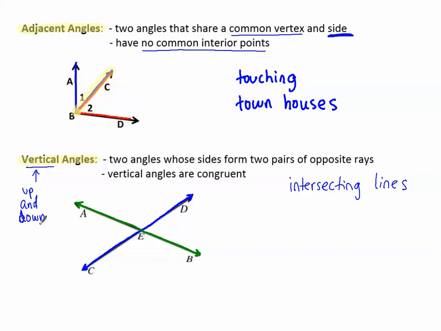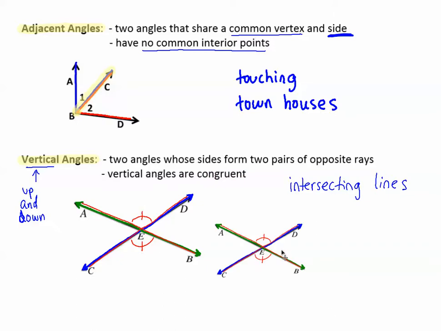Up and down is vertical. So if we look for angles that are vertical angles, they're going to be across from each other, up and down, such as this angle I'll show with an arc, and this angle I'll show with an arc. Angle AED is vertical to angle CEB, up and down from each other. Vertical angles are congruent, so this angle and this angle have the same measure.